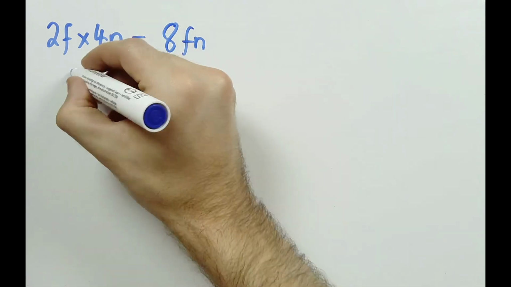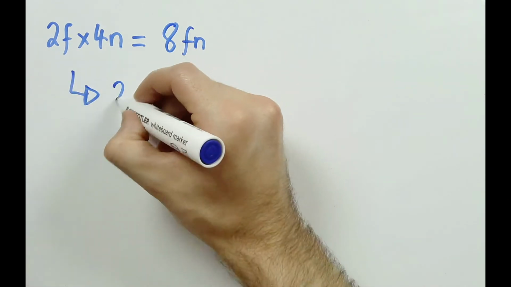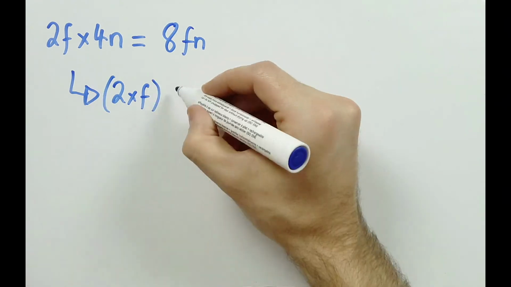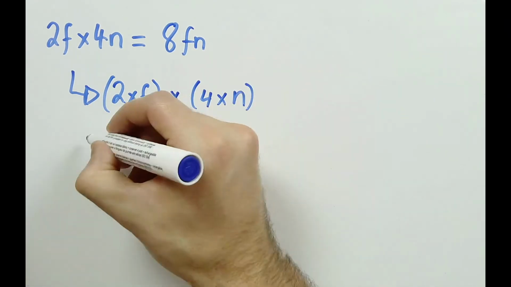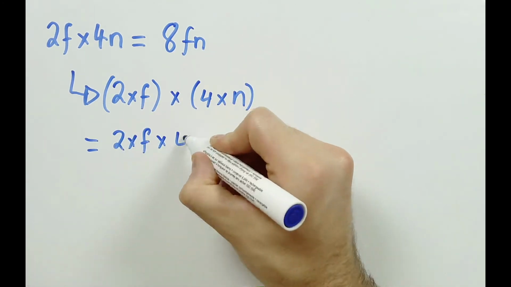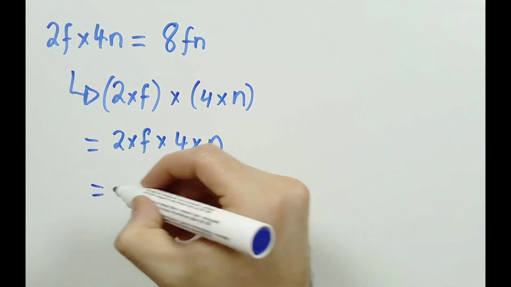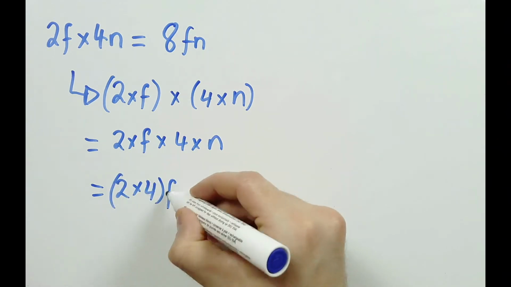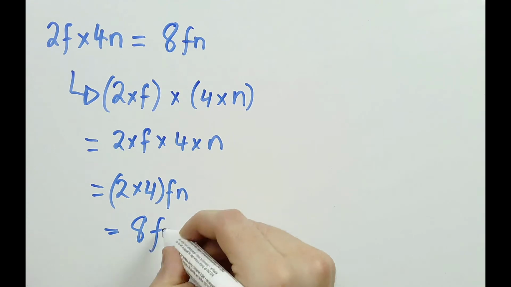Another way to look at this is that there's a missing or a hidden multiplication sign between each of these components, which leaves us with 2 times f times 4 times n. And essentially we're just putting it all together, which is why I have 2 times 4 outside fn, and that's why we get 8fn.